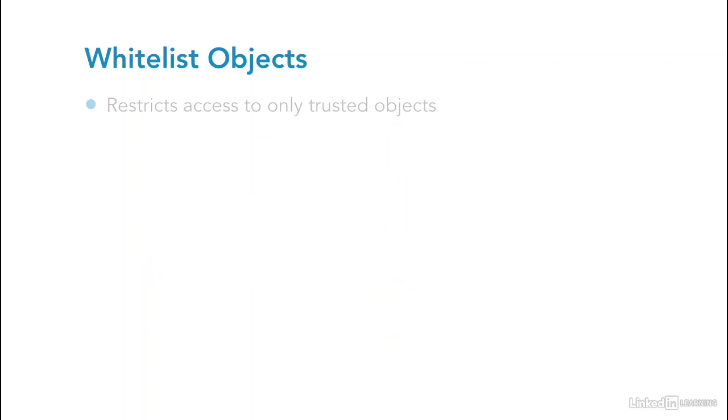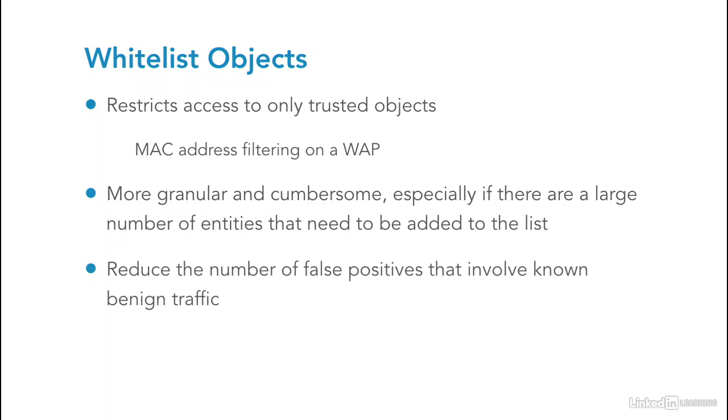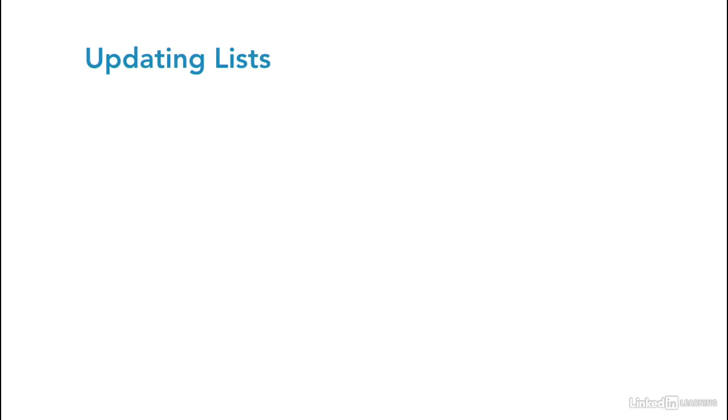A whitelist restricts access to only trusted objects. An example would be MAC address filtering on a wireless access point. Creating a whitelist is more granular and cumbersome, especially if there is a large number of entities that need to be added to the list. However, it does reduce the number of false positives that involve known benign traffic. Because it's so cumbersome, blacklisting is used more often.